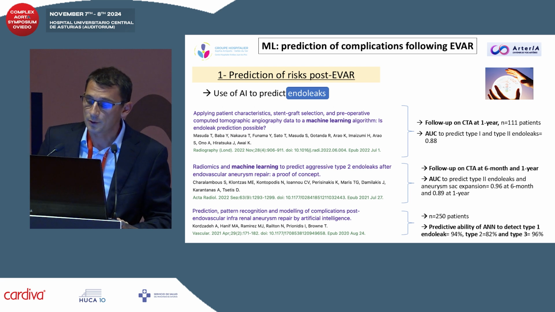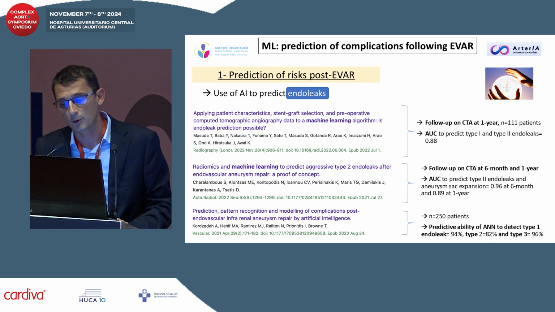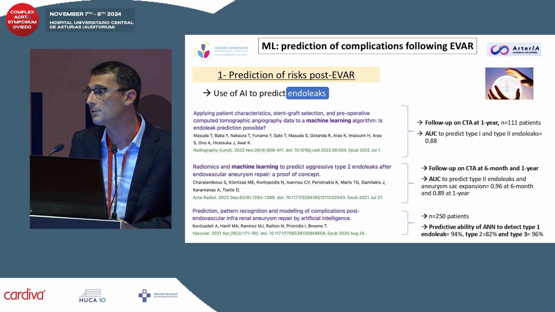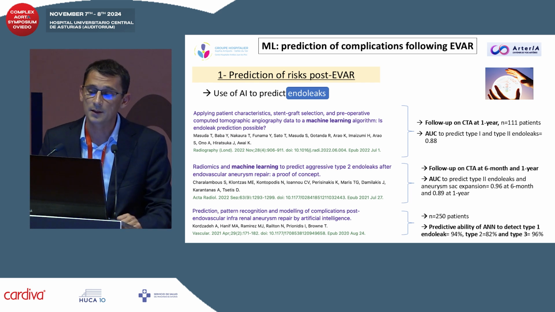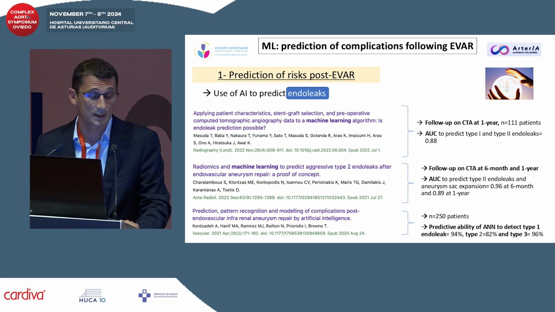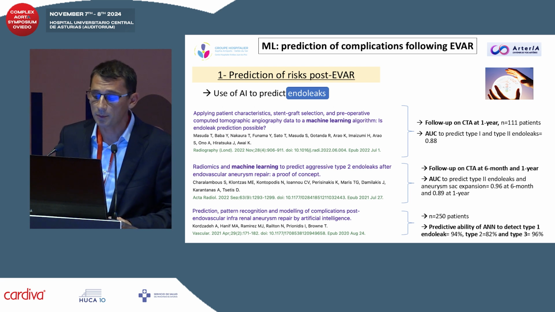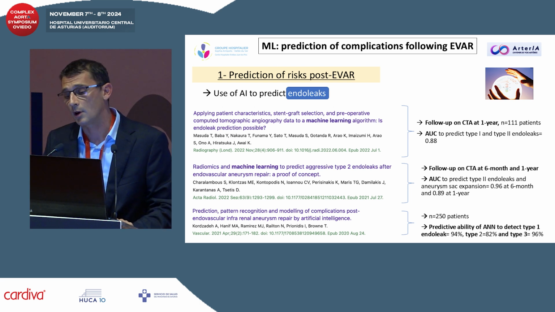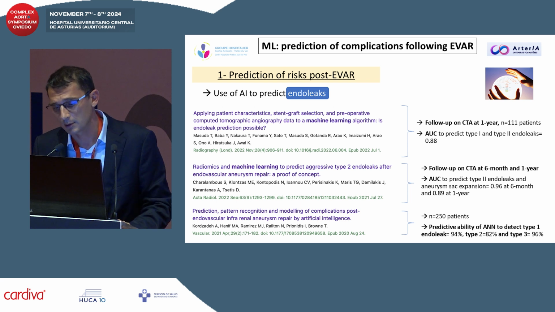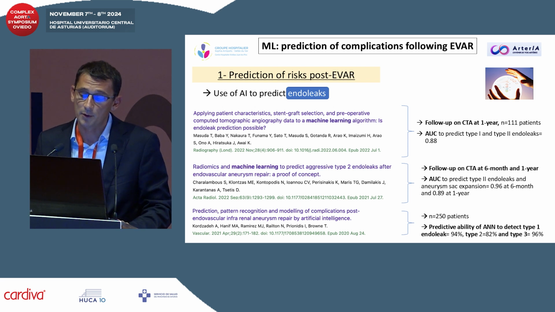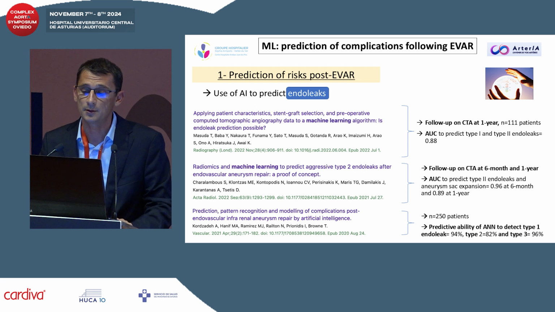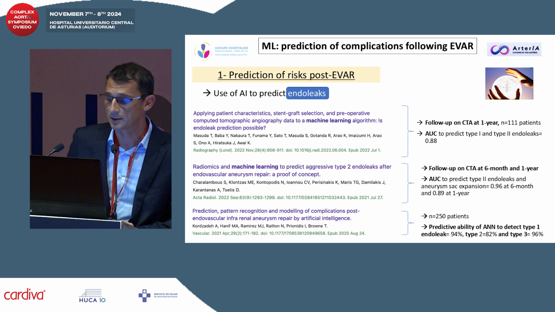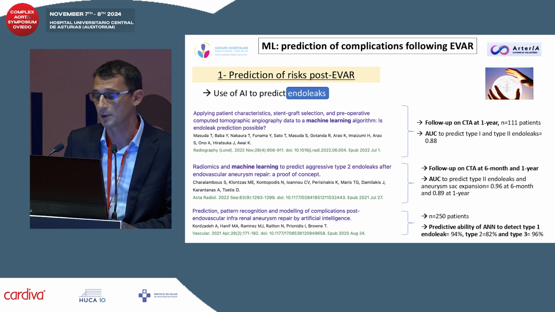For example, in the first study, they used the CT scan follow-up at 1 year, and they involved more than 100 patients. And they had a very good area under the curve to predict type 1 and type 2 endoleaks at 0.88. In the second article, they looked at type 2 endoleak, and they developed a machine learning model on the follow-up at 6 months and 1 year, and again, a very good area under the curve to detect both endoleak and aneurysm sac expansion at 0.96 and almost 0.9 at 1 year.